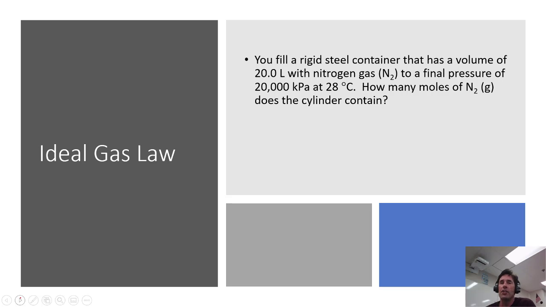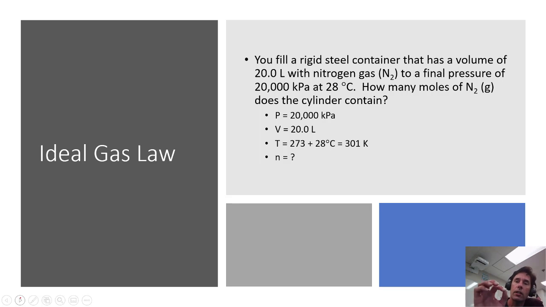You fill a rigid steel container that has a volume of 20 liters with nitrogen gas to a final pressure of 20,000 kilopascals at 28 degrees Celsius. I want to know how many moles of nitrogen the cylinder contains. So again, the most important thing to do is to write down your givens. You're given the pressure at 20,000 kilopascals. You're given a volume at 20 liters. You're given a temperature at 28 degrees Celsius, but it's got to be converted into Kelvin. And then we're trying to solve for n.